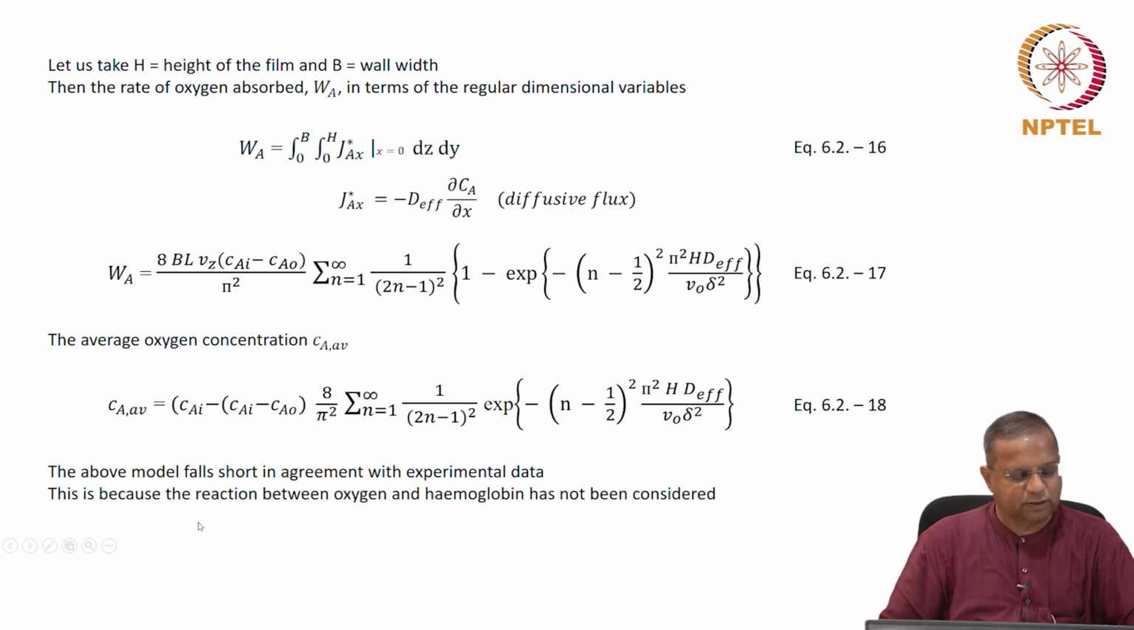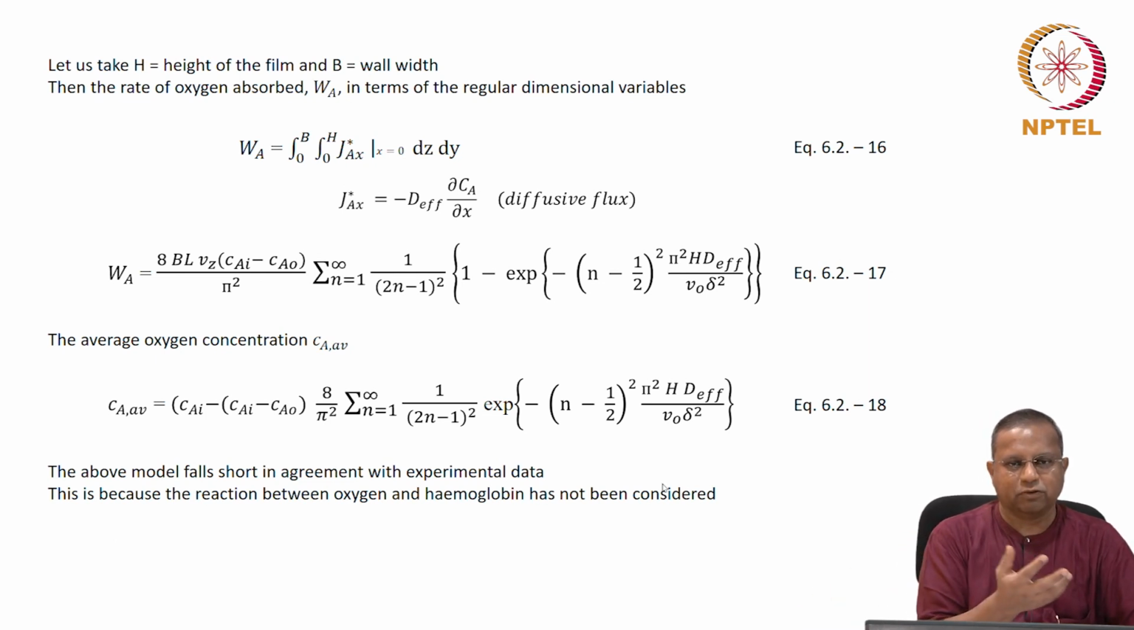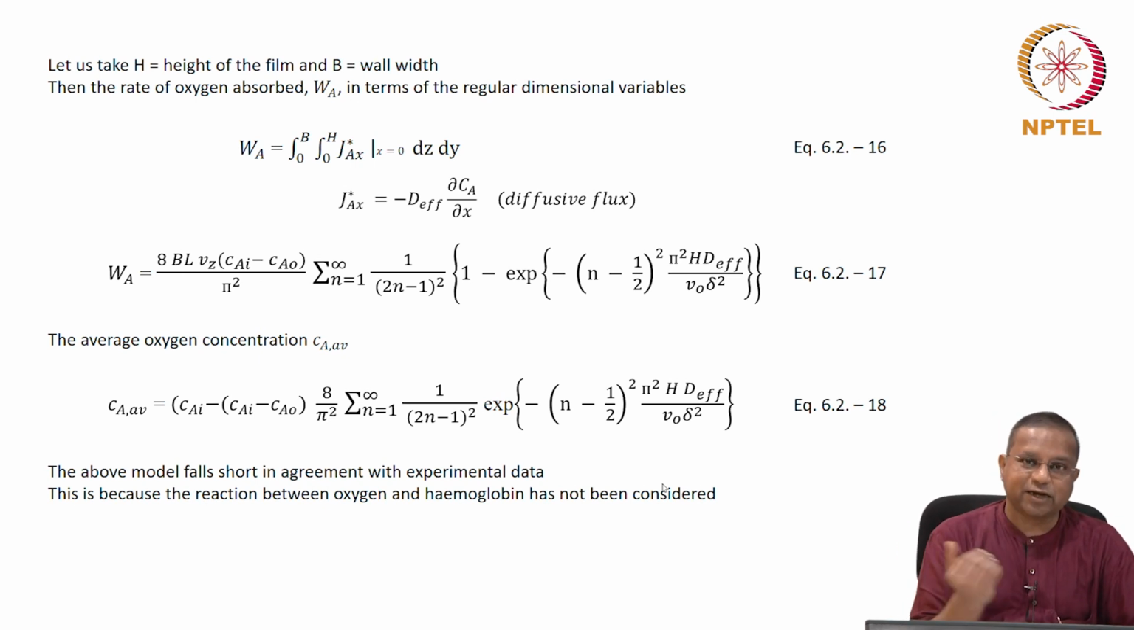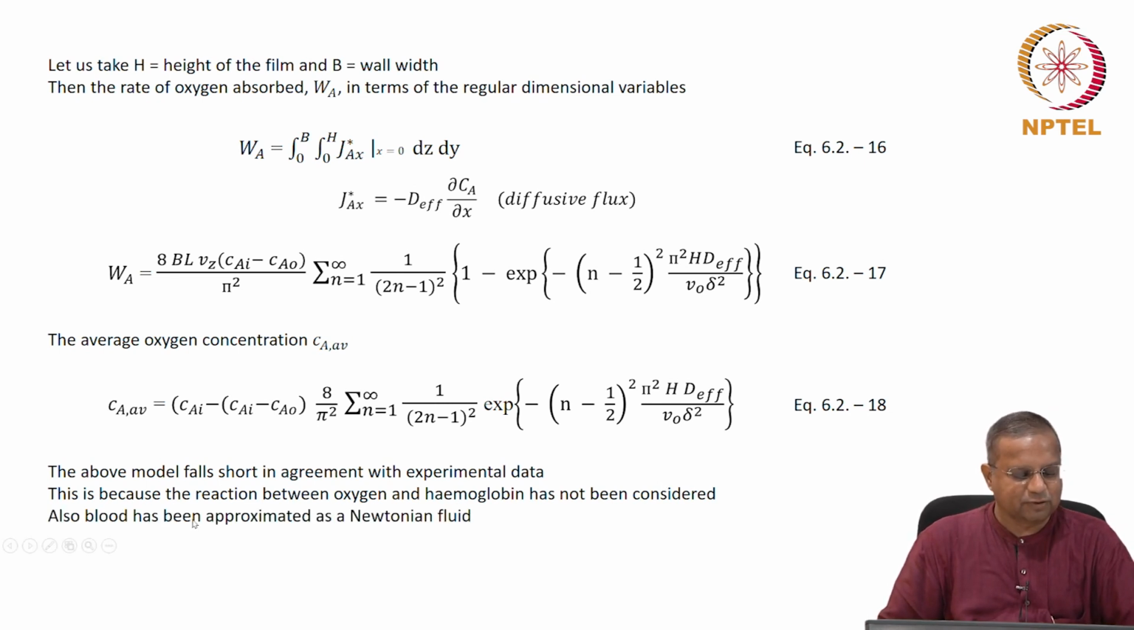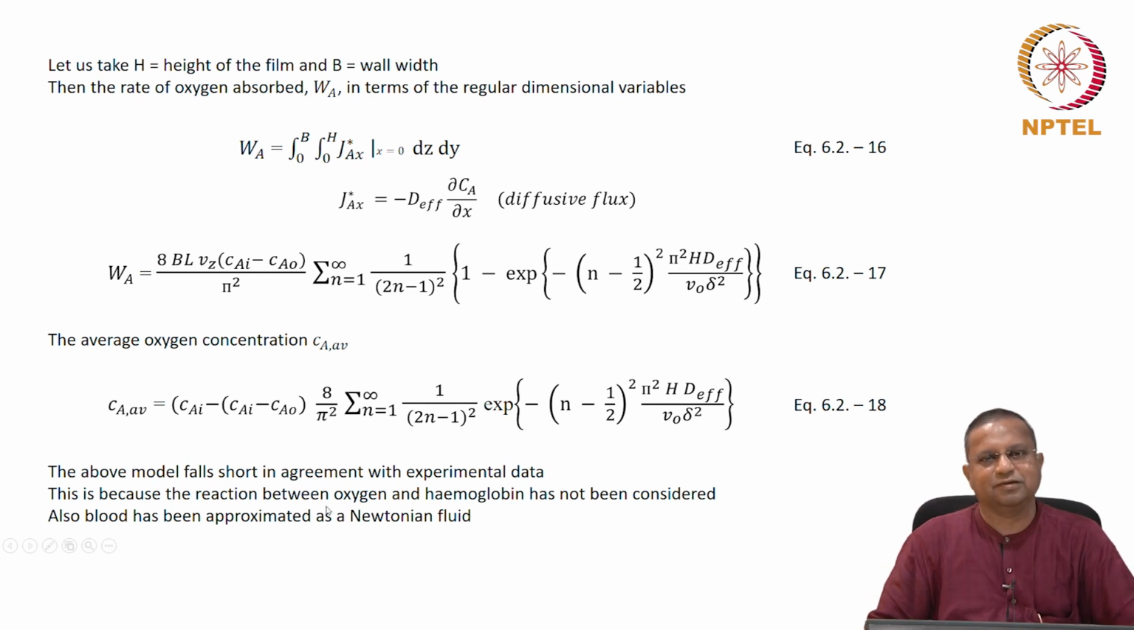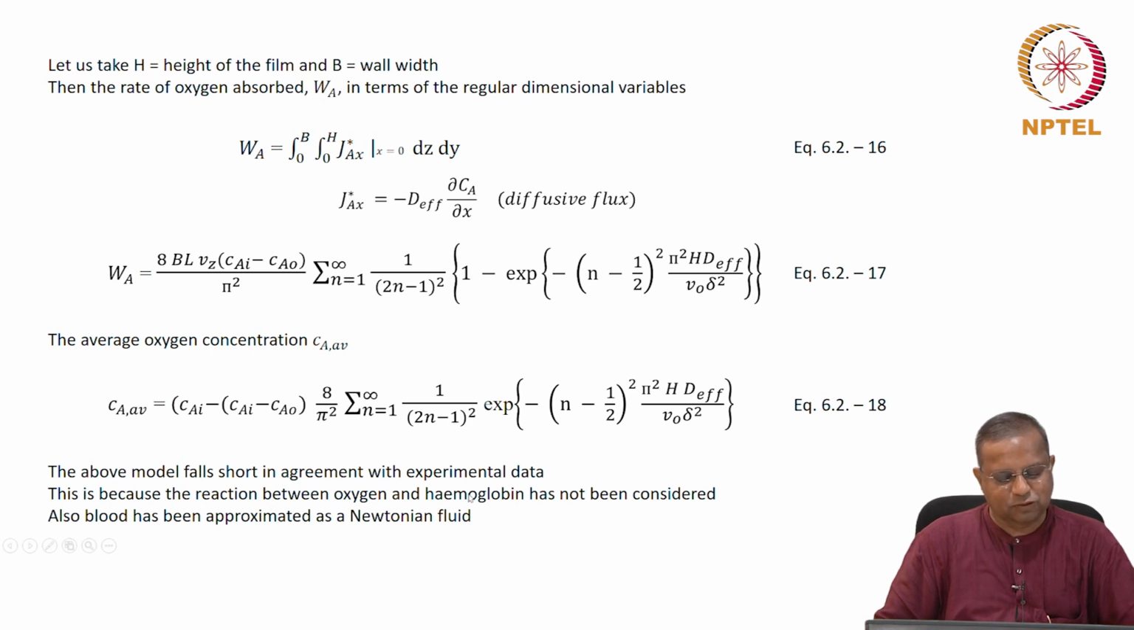This they found out later was because the reaction between oxygen and hemoglobin has not been considered, because every molecule of hemoglobin takes in 4 molecules of oxygen when it is saturated. So that reaction aspect has been neglected in this model, and also the blood has been approximated as a Newtonian fluid. That is the basis for us to choose the second equation, the easier equation to work with. So both of these have turned out to be important, maybe, or one of these has turned out to be important. We don't know at this stage.